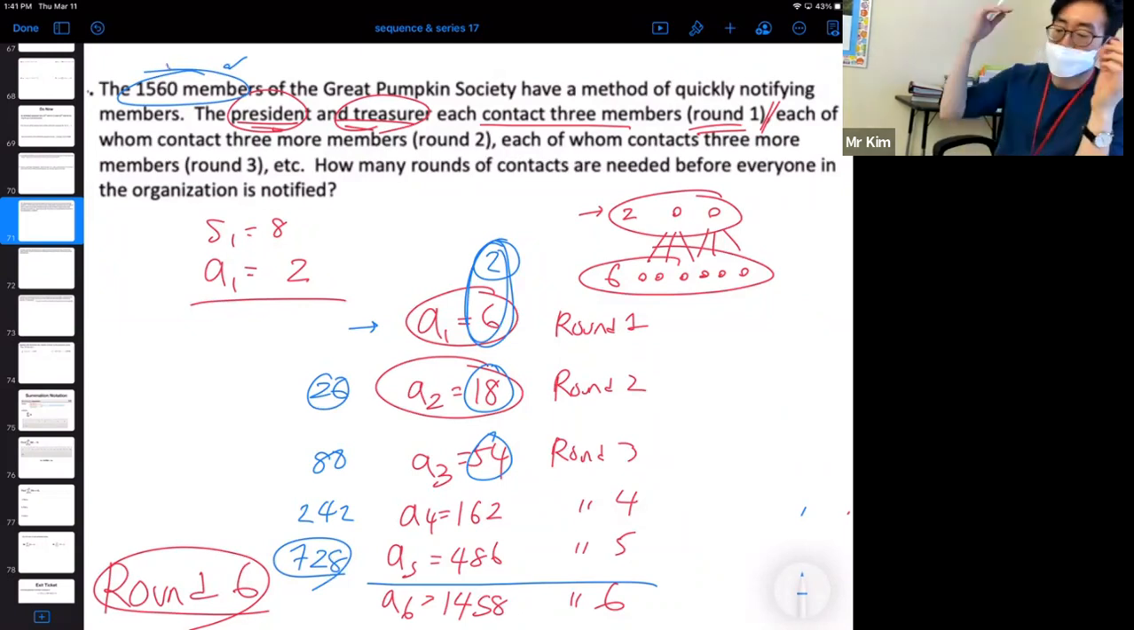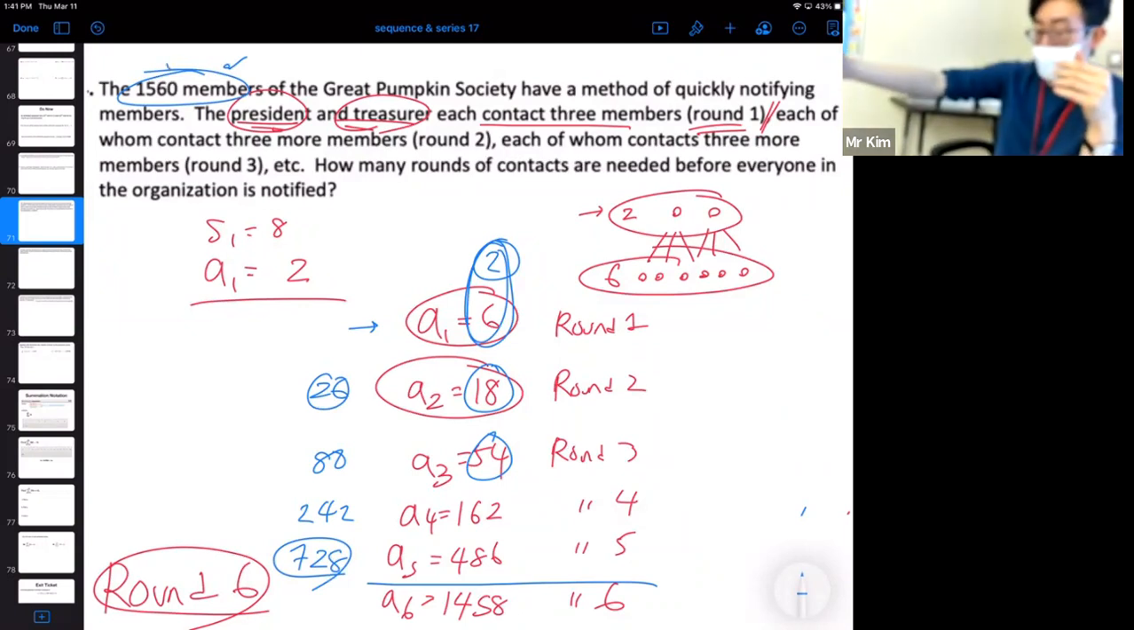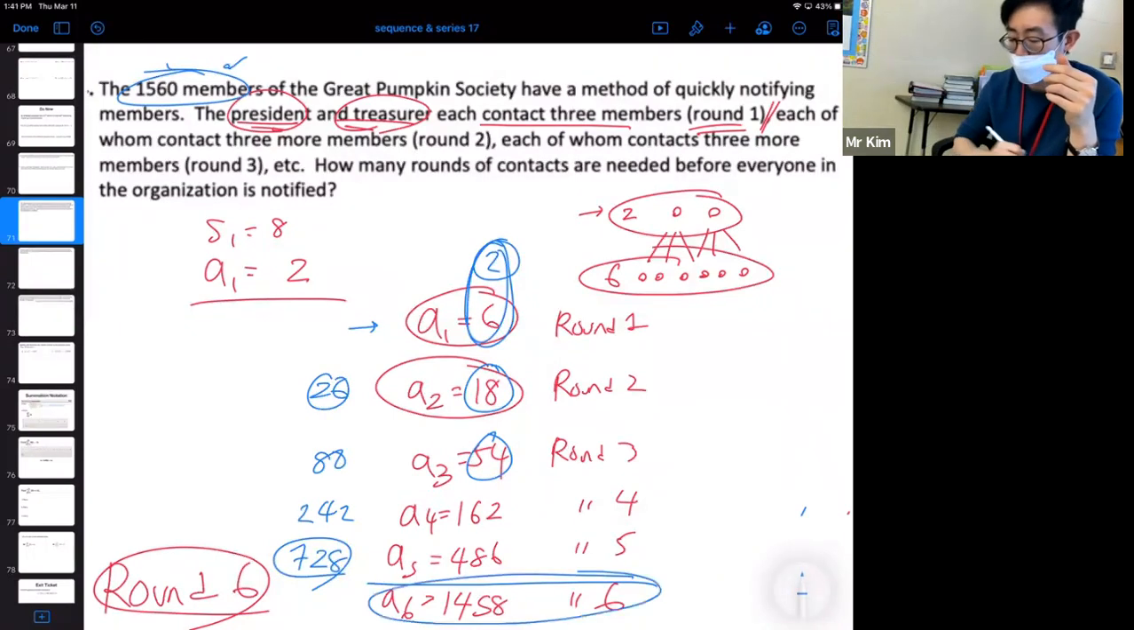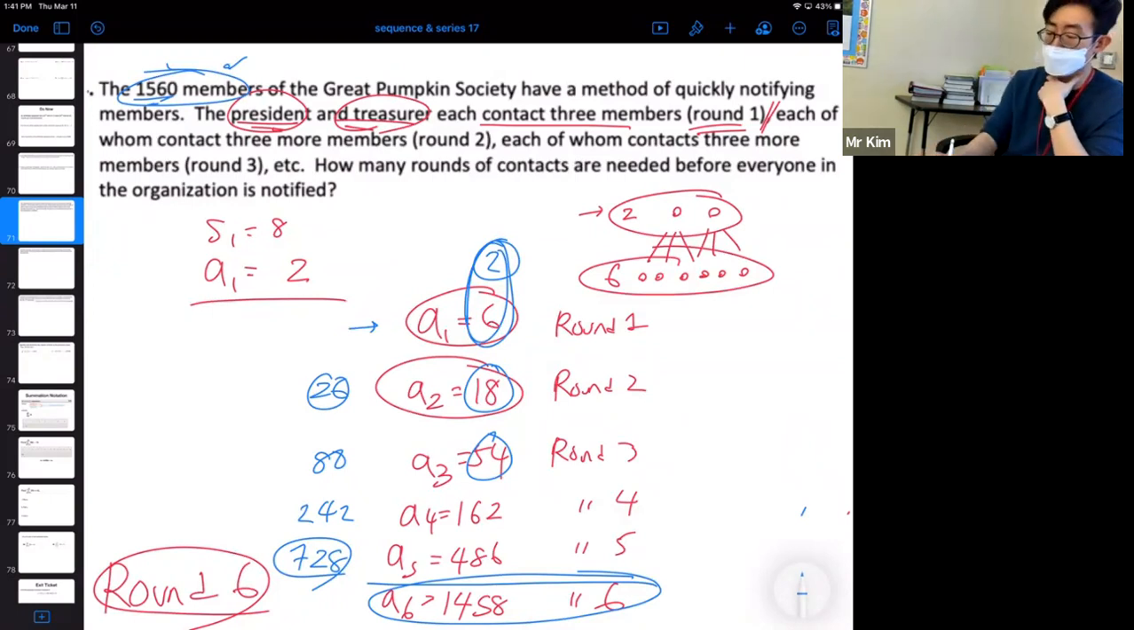But I want to contact every single member as much as possible. That goes up to number 1560. So I have to go up to round 6 to cover up to 1560. So the answer to this is round number 6. If you only go up to round number 5, you're short. Round number 6, you already hit your limit. So there you go. That should be the answer there.